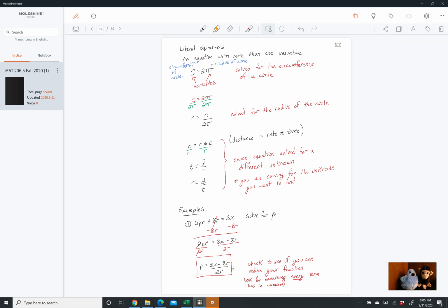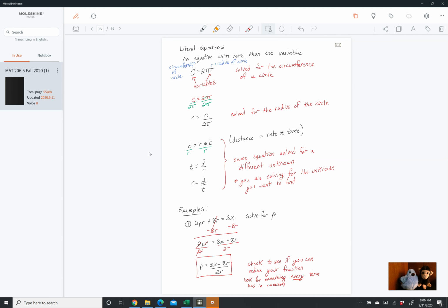If you have no idea what I'm talking about, don't worry about it. But essentially what we're doing is we're saying we can break this fraction up into two fractions. The first fraction is 3x minus 2r, and then minus 8r over 2r. And 8r over 2r simplifies to 4. So you can simplify it that way. That is not necessary though. Okay, this is enough.